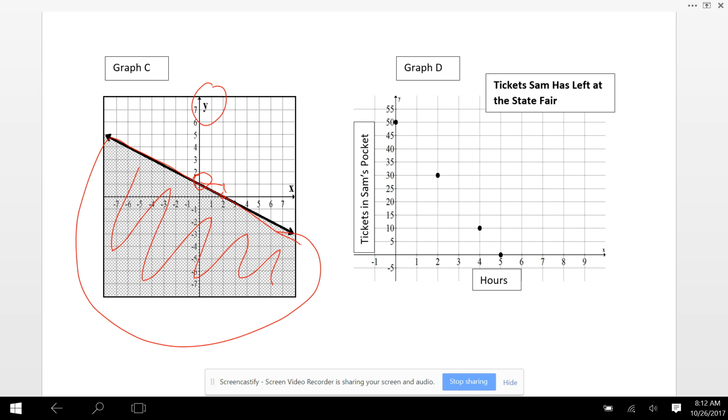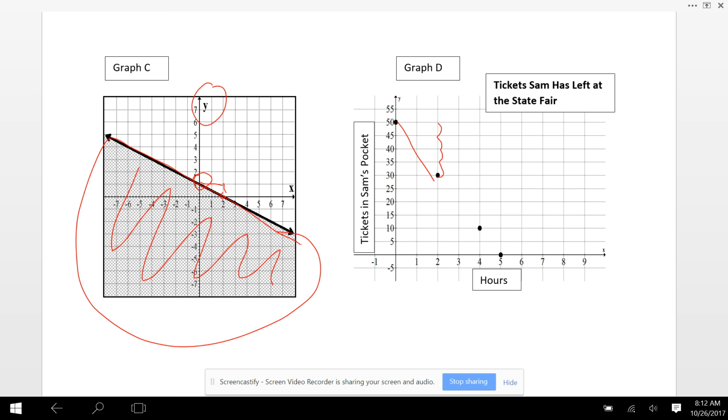All right, graph D. What is the slope of the relationship that we have right here? We're going to take these 2 points right here. I'm going to go down, it's going by 5s, 5, 10, 15, 20, and I'm going over 2. So I have 20 over 2, which is 10. So what does that mean? It means that there's 10 tickets less, because it's going down, right, each hour. So every hour he's using 10 tickets.